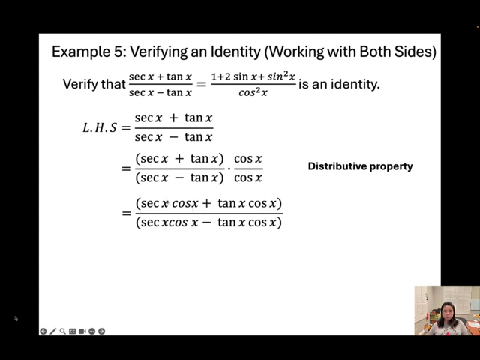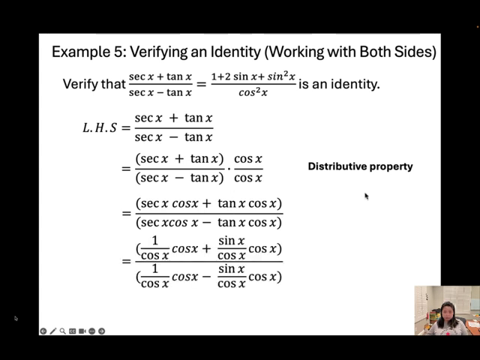Now, I will try to simplify it. Secant means 1 over cosine. Tangent will be sine over cosine, right? Plug it in, and then we're going to simplify it. Cosine cancels out, so I'm left with 1 plus sine x over 1 minus sine x. Actually, from here, I could multiply by the conjugate of 1 minus sine x again. But if you have no idea how to work on it, you could just stop here. I start with the left-hand side and then I stop here.